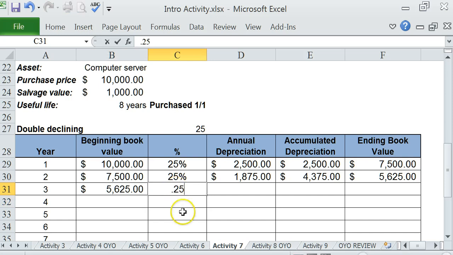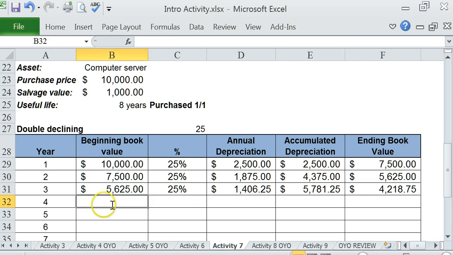Okay, we're going to again put 25% depreciation. Take the beginning book value times your 25%. There you go. This year we're going to take a loss of $14.06. Our accumulated depreciation once again is the previous year's depreciation plus the current depreciation. And then finally our ending book value is our beginning book value minus this year's annual.